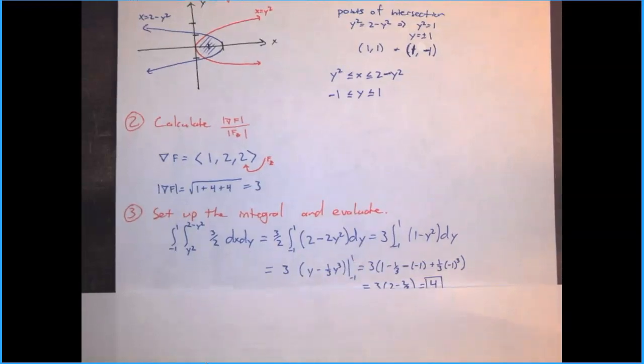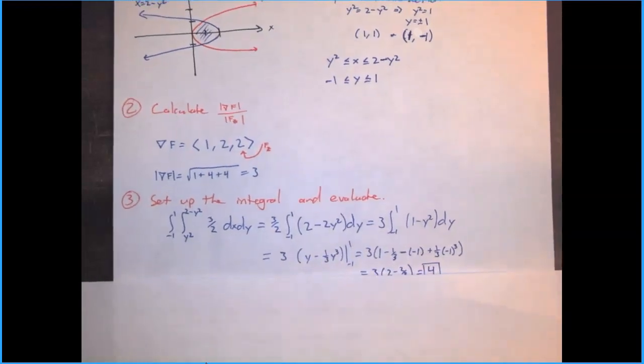I integrate y to get y minus 1/3 y cubed, plug in my bounds to get 3 times 1 minus 1/3 minus a negative 1 plus 1/3 times negative 1 cubed. When I work this out, it's just 3 times 2 minus 2/3. I distribute that 3, that's 6 minus 2, which is 4. So my answer here is 4.